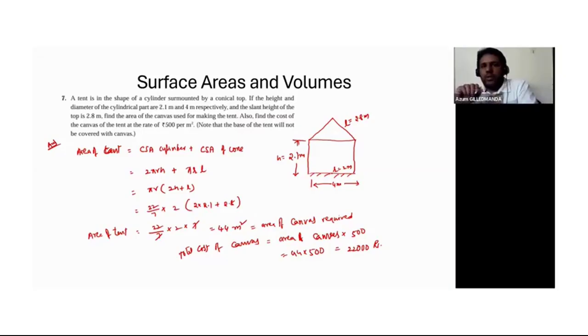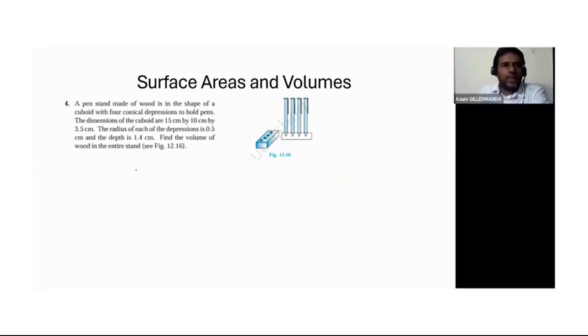So getting to the shape is important. Here the tent is in the cylindrical shape at the bottom and conical at the top. Then it is covered with a canvas cloth. So we found the total curved surface area of the shape. That is 44 we got. If you multiply with how much per meter square, you'll get the total cost required to put canvas on this tent. Understood? Okay. Now, next one.